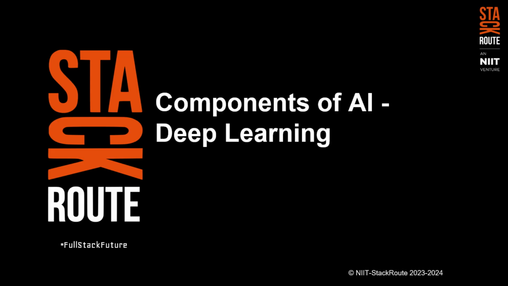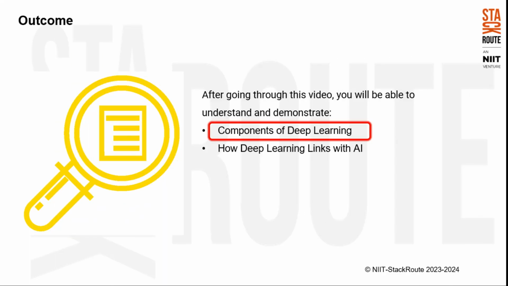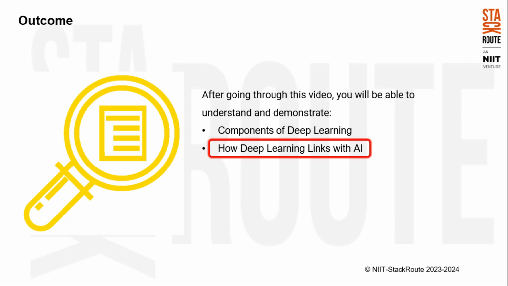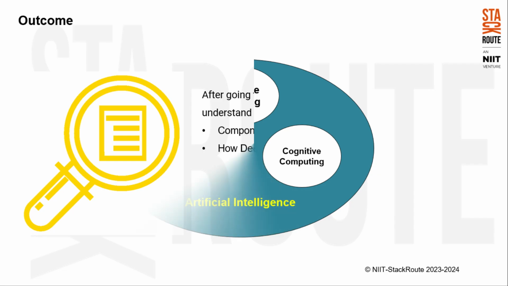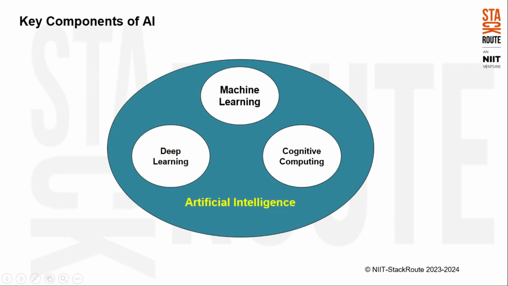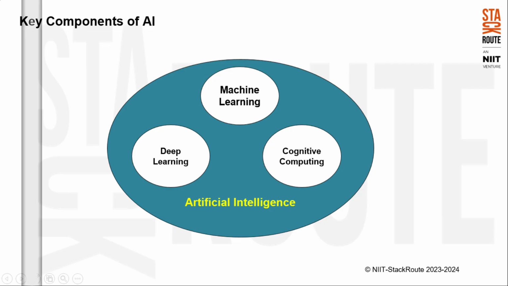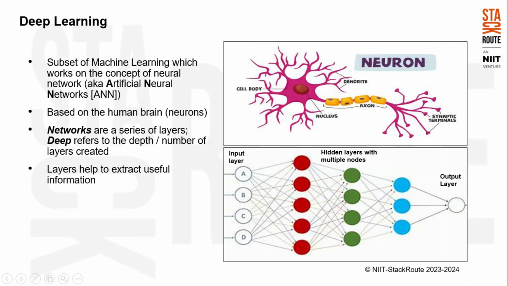In this video, we will talk about deep learning and the different components of deep learning and how it is linked with AI and the other systems of AI. In this slide, we are going to talk about the second component of AI, which is deep learning. Now, deep learning is a subset of machine learning that works on the principle of artificial neural network.